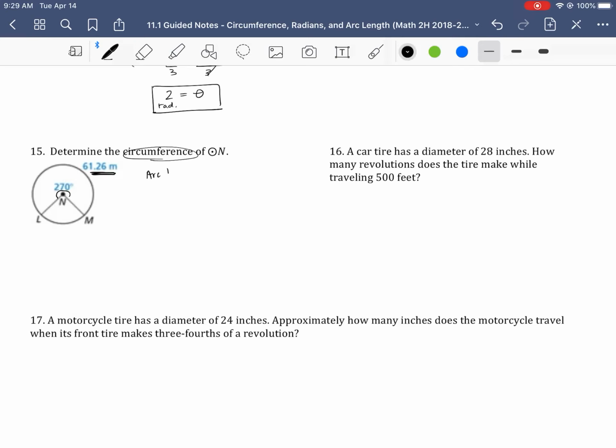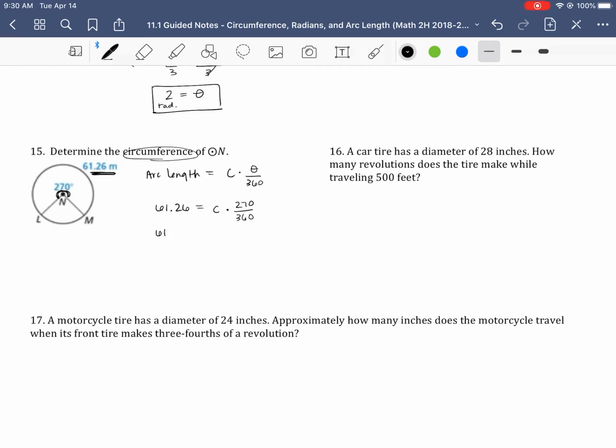So remember, when we find the arc length, we took the circumference. Now we wrote it out as 2 pi r in our equation, but really it was just whatever the circumference is times this over 360. That's what we were looking at there. So when we plug these values in, let's put the arc length in there, 61.26. That's equal to the circumference times theta, which is our central angle there, 270 degrees over 360.